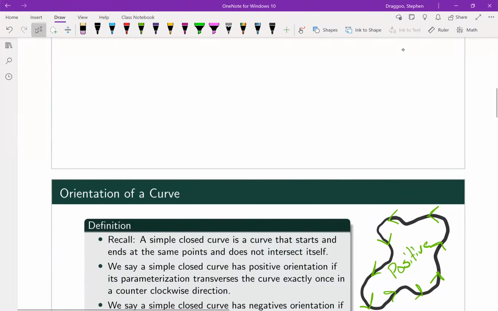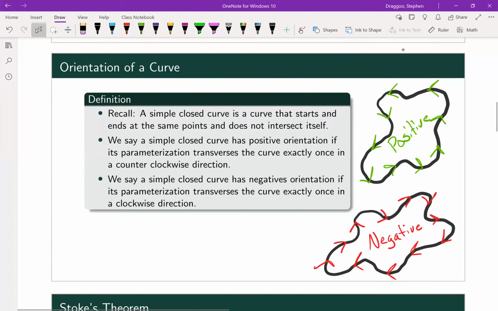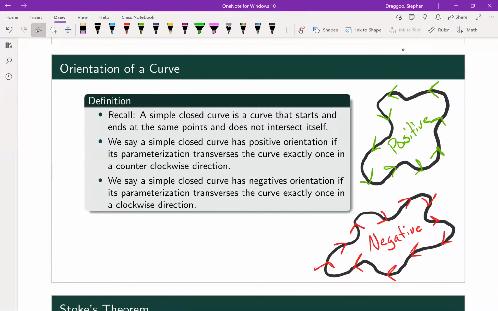So starting with the orientation of a curve, we're going to start with a redefinition of a simple closed curve, which is any curve that starts and ends at the same point and does not intersect itself. Two examples of simple closed curves are drawn to the right, along with the two new orientations that we're going to want to have.